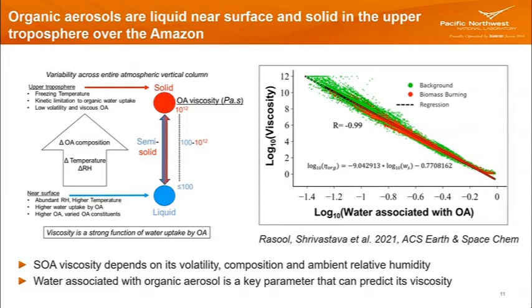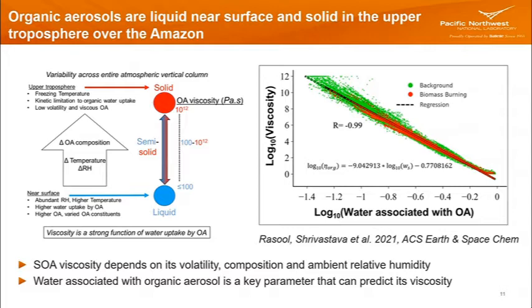So we found that near the surface over the Amazon, humidity is high, 70 to 80%, and temperatures are warm. So the model is predicting that SOA is liquid-like. But if you look in the upper troposphere above 7 or 8 kilometers altitude, then we are predicting SOA is mostly solid because of low relative humidity and very low temperatures in the upper troposphere.